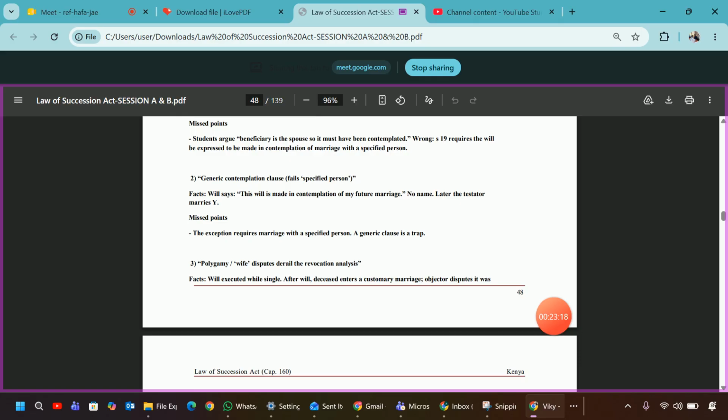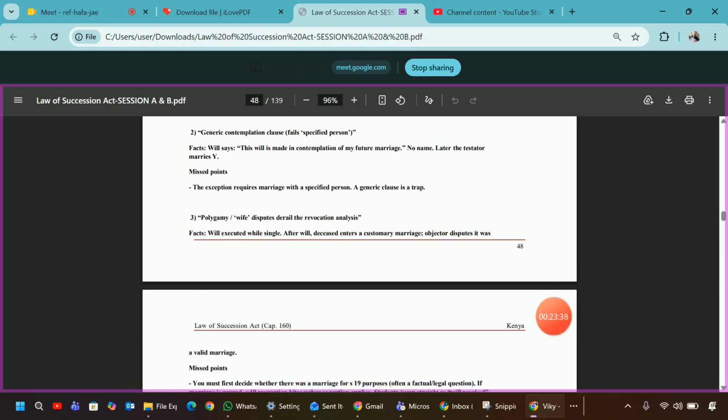Fact, a will says that this will is made in contemplation of my future marriage. There is no name. Later the testator marries Y. The exception requires marriage with a specified person. A generic clause is a trap. 3. Polygamy or wife disputes derail the revocation analysis.